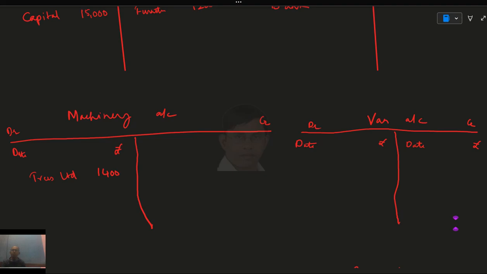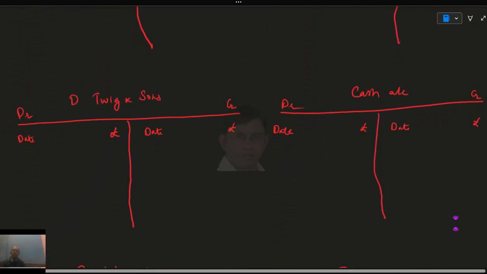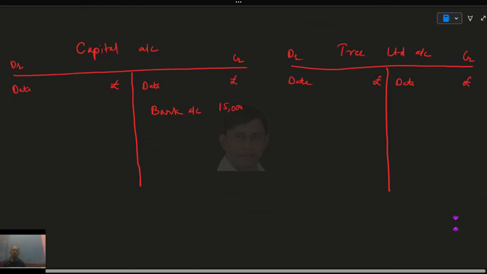So Trees Limited is a liability. So what has happened? Asset has increased, liability has also increased. The machinery account is an asset, so it has increased by 1400. Since we have taken it on credit from Trees Limited, Trees Limited will increase. It's a liability, so we have to credit Trees Limited, because liability is always credited.